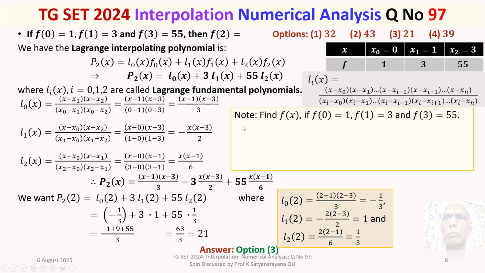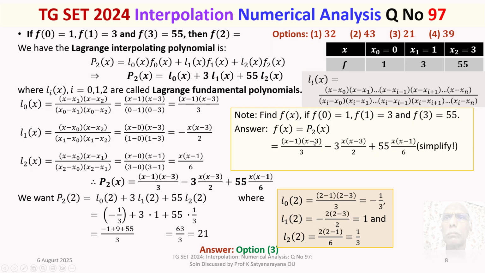Suppose instead of f of 2, you are asked to find the interpolating polynomial f of x, when you are given f of 0 is 1, f of 1 is 2, f of 2 is 3, f of 3 is equal to 55. Then the answer is f of x is equal to P2 of x. So P2 of x is here, and you write it down and simplify.